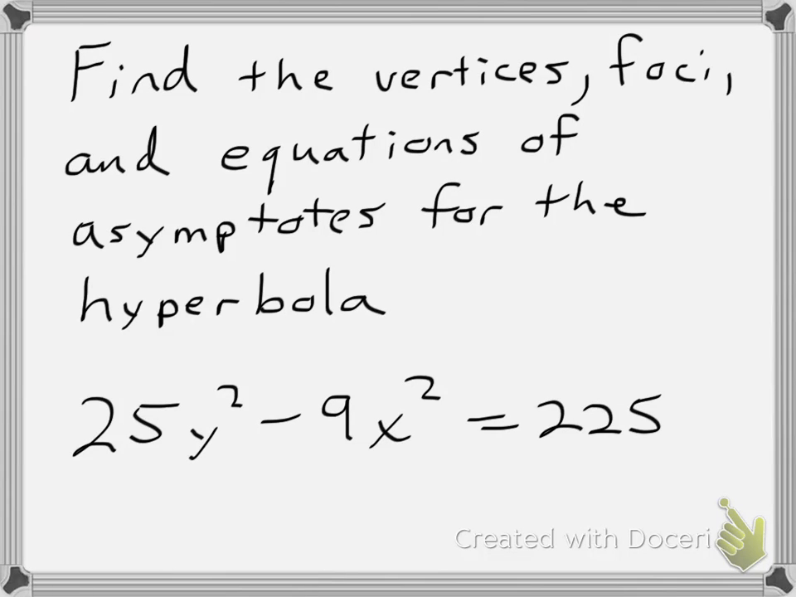Hello everyone. In this video I want to look at the question: find the vertices, foci, and equations of the asymptotes for the hyperbola 25y squared minus 9x squared equals 225.